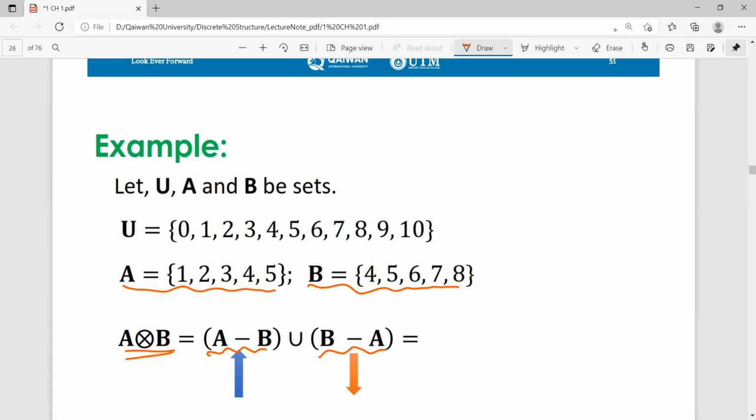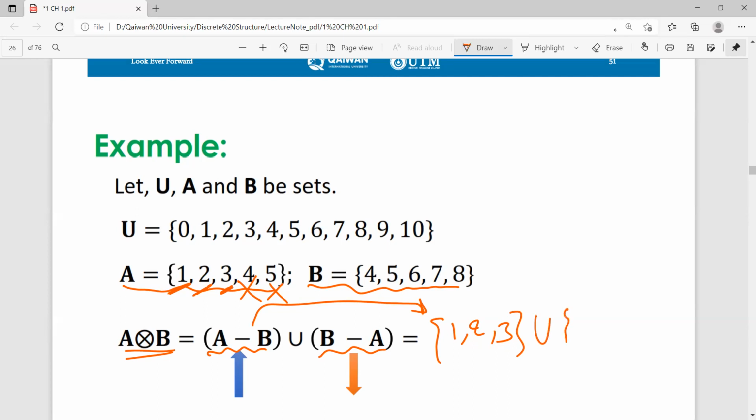As you see here, 1, 2, 3, 4 is not in A difference B. 5 is not in A difference B. That means A difference B, this one, is 1, 2, and 3. We just write down the elements of A which are not in B.